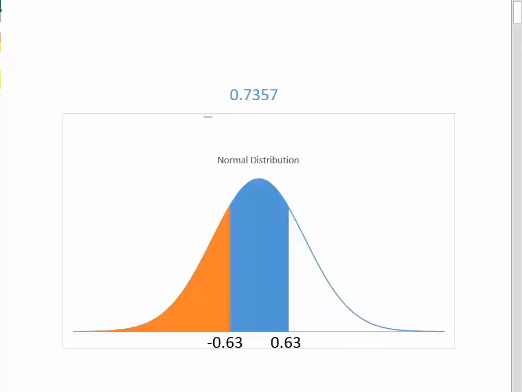Now you take that part away from the 0.7357, and what you have left is going to be the probability that's between a negative 0.63 and a positive 0.63. You can go to the z table on the negative side and look up the negative 0.63, and you'll find this probability, the 0.2643. All you have to do is subtract that from the 0.7357, and you'll come up with the part that's between the negative 0.63 and the positive 0.63.